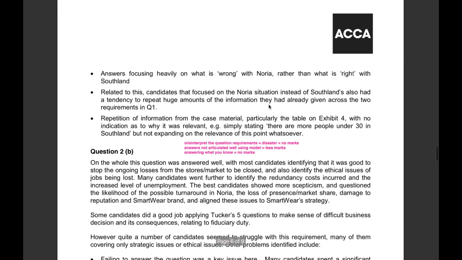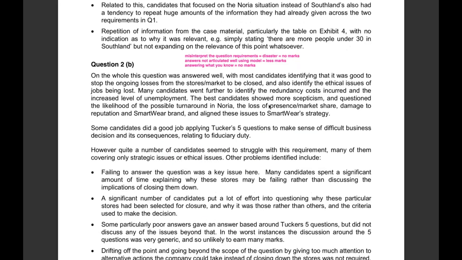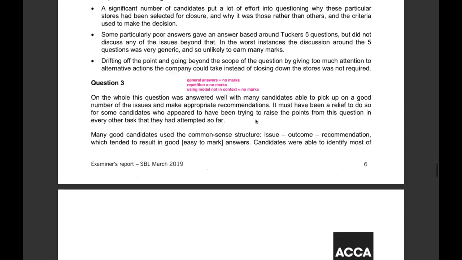And question number 2B, students misinterpret the question requirements. So most of them is a disaster, no marks. Answers not articulated well using model, lesser marks. And some students answer what they know, not the requirement of the question. So that's the danger. Be careful. That's why you need to understand the question requirement well.